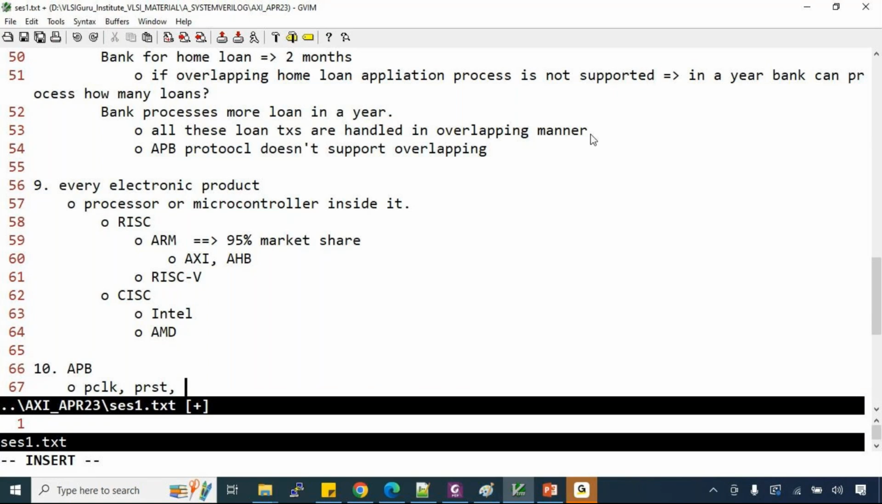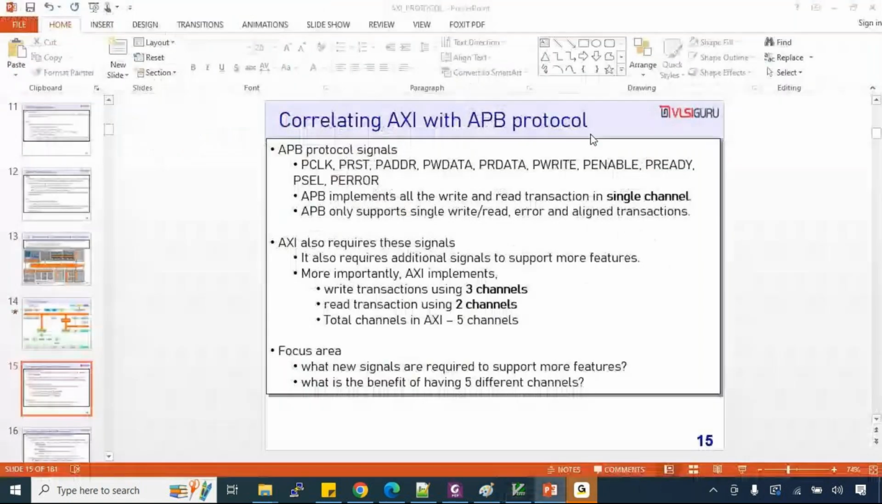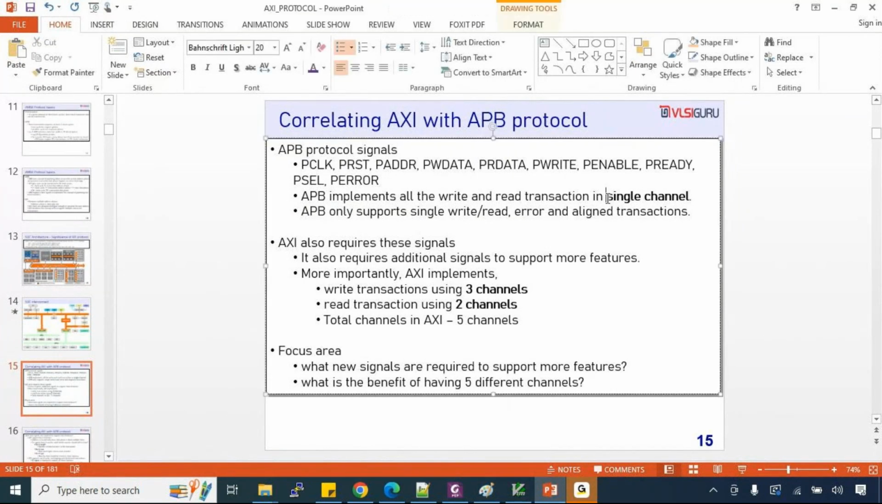Yeah, have you written down? So what all things are there? If you would have seen, PCLK, PRESET, PADDR, PWDATA, PRDATA, PWRITE, PENABLE, PREADY, PSEL, PSLVERR. Okay. APB implements all write and read transactions in a single channel. It's called as a channel. All these things put together, it's called as a single channel.